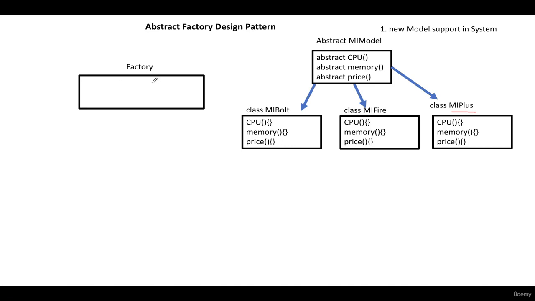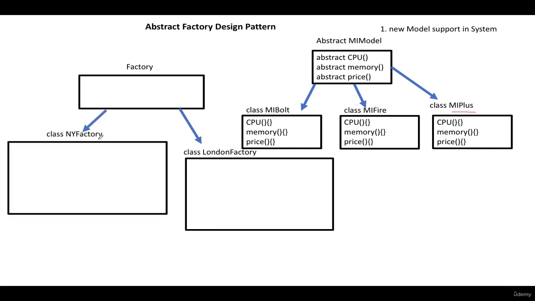But as we discussed in our last lecture, we want to extend our business to two new offices, that is London and New York. So basically now our factory class will extend to two new offices, London and New York. So we create two derived classes from this parent class factory. The first derived class is New York factory and the second derived class is London factory, and we extend these two classes from the factory.